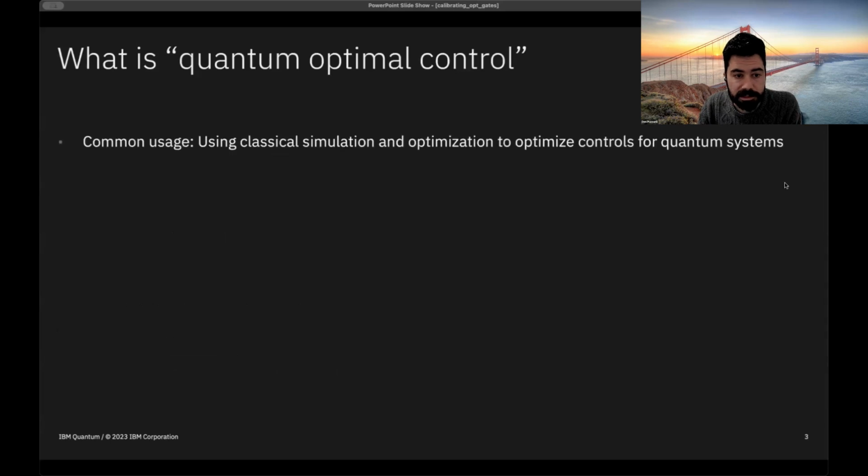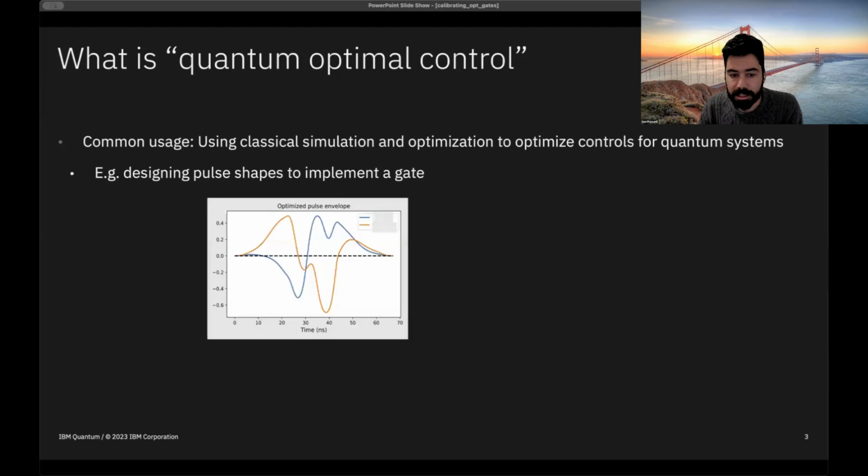So what is quantum optimal control? When people say this, or optimal control theory, there are a lot of different versions of this. I'll often say numerical control. It's basically using classical simulation and optimization to optimize controls for quantum systems. For example, designing pulse shapes to implement a gate. So here is a picture of a pulse. These are the types of shapes that we optimize.